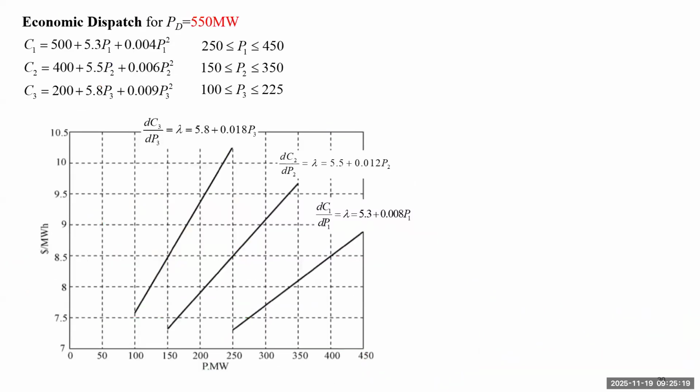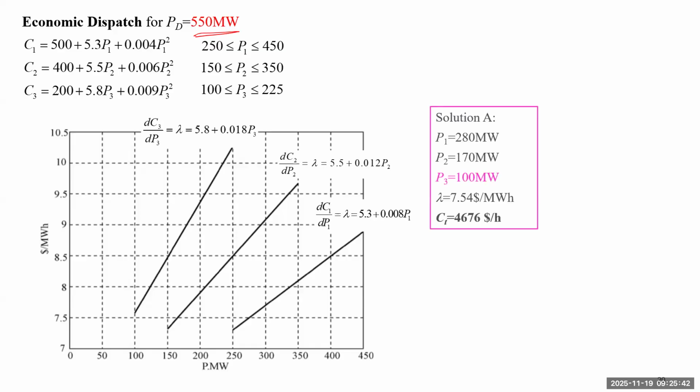Next, I want to talk a little bit about a specific scenario. If we decrease the output, the load, to a very low value, like 550 megawatt. So this is the same problem. I just decrease the load to this value. So let's try solving this problem. Okay, so you can easily get a solution, which is this one.